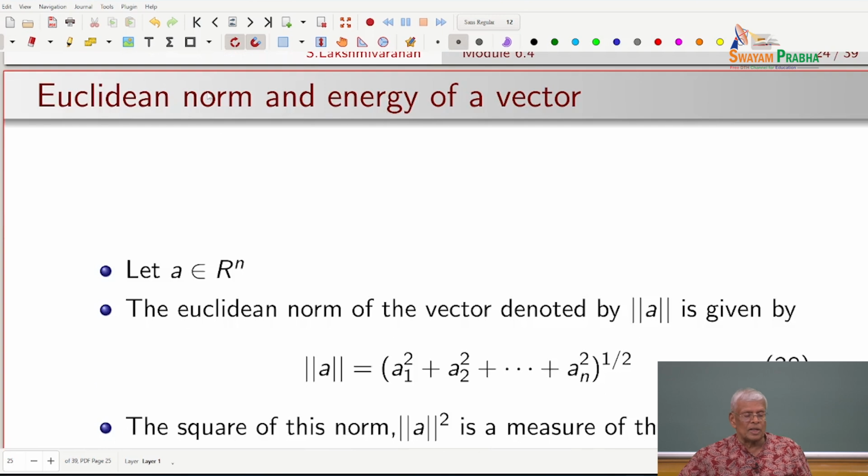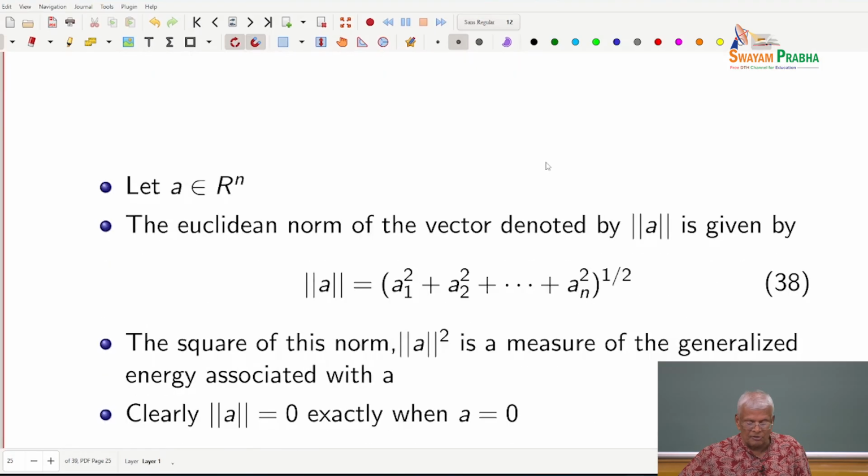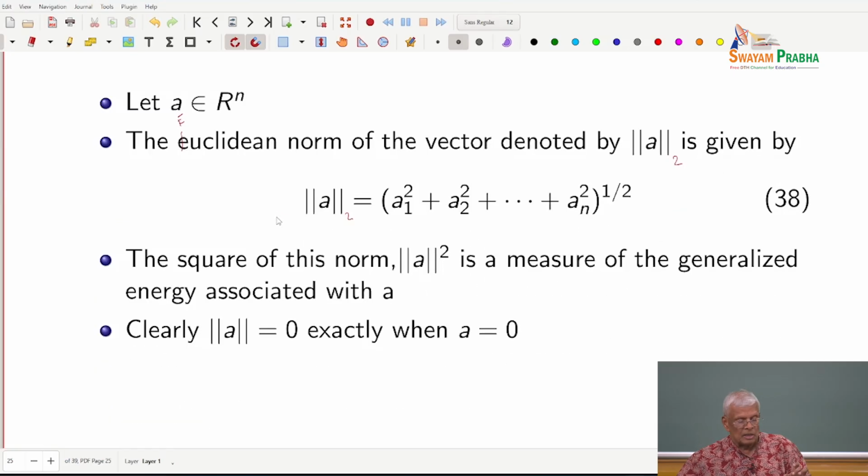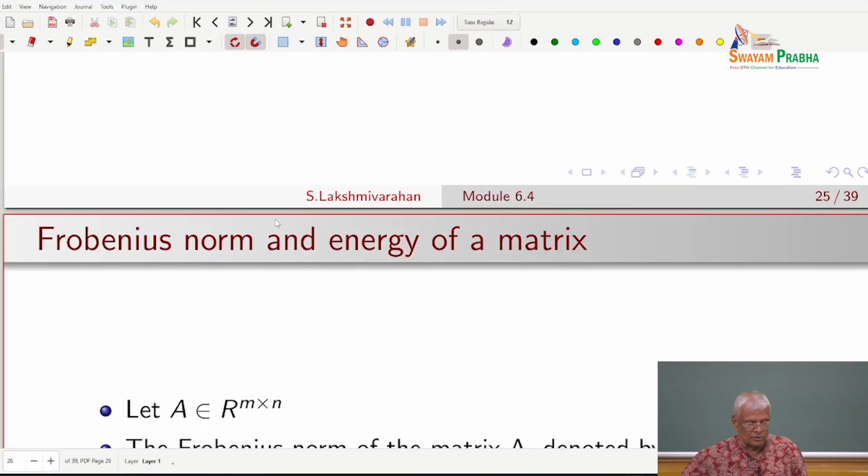There are two kinds of norms. One is called the Euclidean norm, the energy norm of a vector. Just to be able to relate, this must be capital A, the Euclidean norm of a vector represented by A2, which is essentially the square root of the sum of the squares. It is a measure of the generalized energy. I have already told you, the square of the Euclidean norm represents the energy in the vector associated with it. This energy is 0 only if A is 0. In general, if A is not 0, the energy is not 0, there is a positive energy.